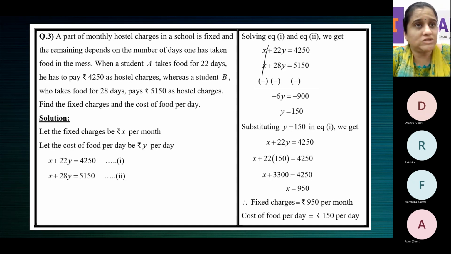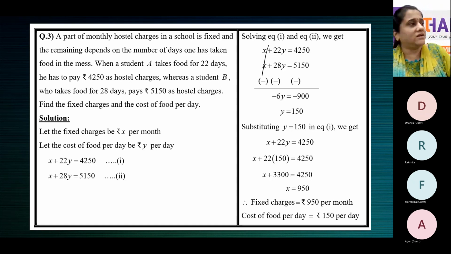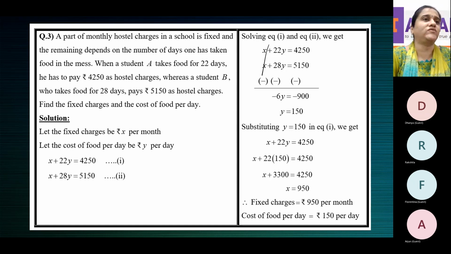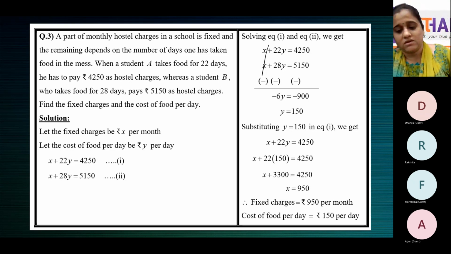So I'll ask you these situations. You should be able to say, if I just say hostel, that one part is fixed monthly charge and the other depends on the number of days. Very good, 950 and 150. The variable cost depends on the number of days the student takes food in the mess. So you should remember the situations.